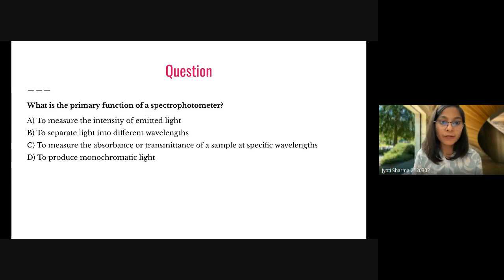So what is the primary function of the spectrophotometer? To measure the intensity of emitted light, to separate light into different wavelengths, to measure the absorbance and transmittance of a sample at specific wavelength, or to produce monochromatic light. So the main role of the spectrophotometer is to measure the absorbance, because this absorbance is directly proportional to the concentration of your chemical species, right? So we need to calculate the absorbance. So this is how C is the right answer.